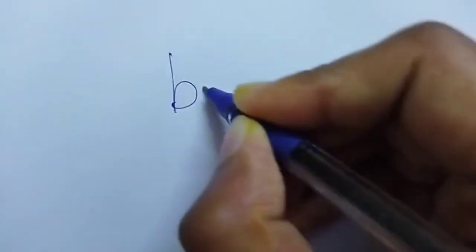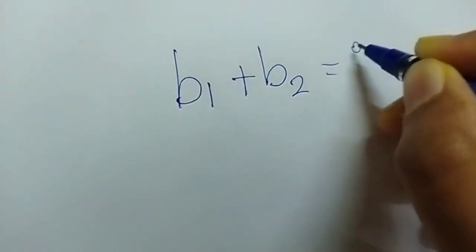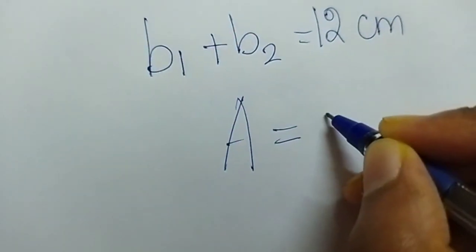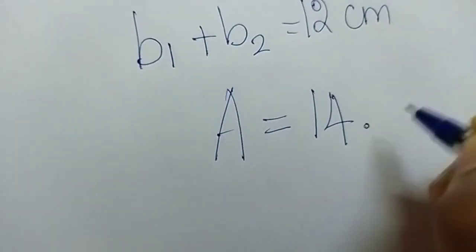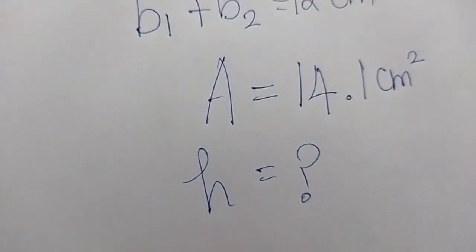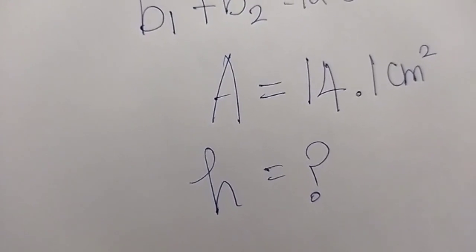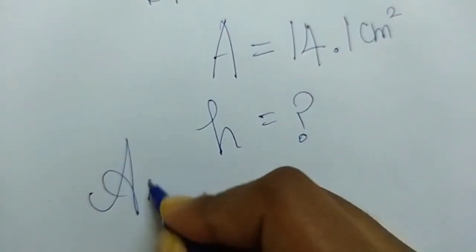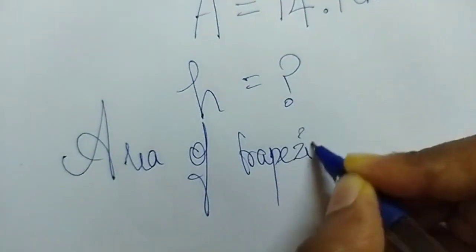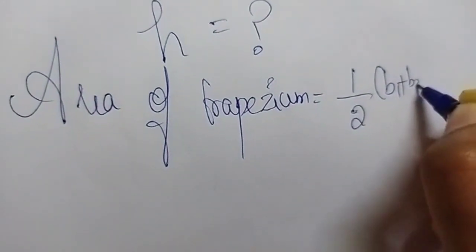Sum of bases means B1 plus B2. Sum of bases of a trapezium is given as 12 centimeter and area of trapezium is given as 14.1 centimeter square. Now we need to find altitude. Altitude is nothing but height of the trapezium. So in order to find height, let's write what is area of trapezium. The formula for area of trapezium is equal to half into (B1 plus B2) into H.